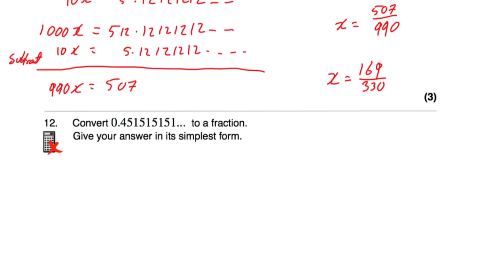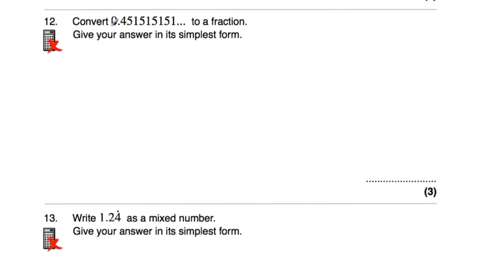Okay, let's have a look at our next question, question number 12. So question number 12 says, convert the number 0.451515151 and so on to a fraction and give our answer in its simplest form. So let's let this be equal to x, so x equals 0.4515151 and so on. Now we want a number that has just that recurring bit after the decimal point, so that's the 515151 and so on.